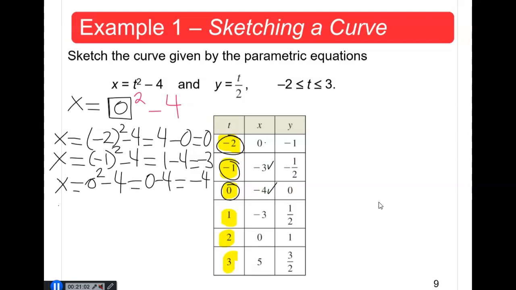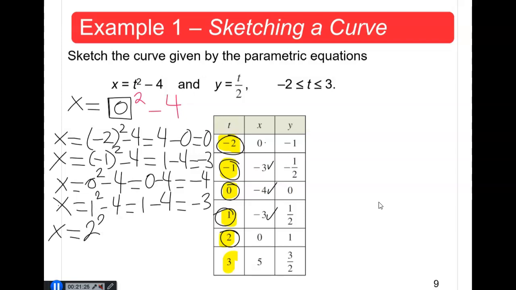Let's do the next one. So x is equal to 1 squared minus 4. That would be 1 minus 4, and that is equal to -3. We have that there already. And now the next value for t will be 2. So we're going to substitute 2 squared minus 4, and that will be 4 minus 4, which is 0. So we have a 0. Finally, we have 3 here.